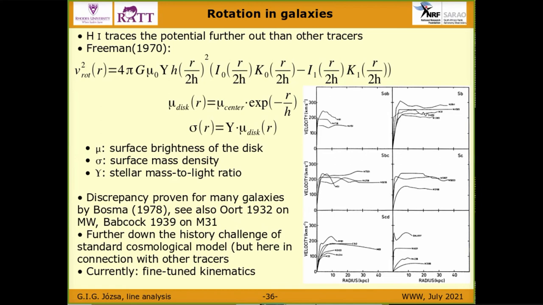In the optical, that wasn't easily possible, because that was tied to the stars, to the star forming regions, so to the massive parts where the baryonic matter dominates in galaxies. So only the HI, which was much more extended, was the tracer that could be used to prove the existence of dark matter in galaxies.